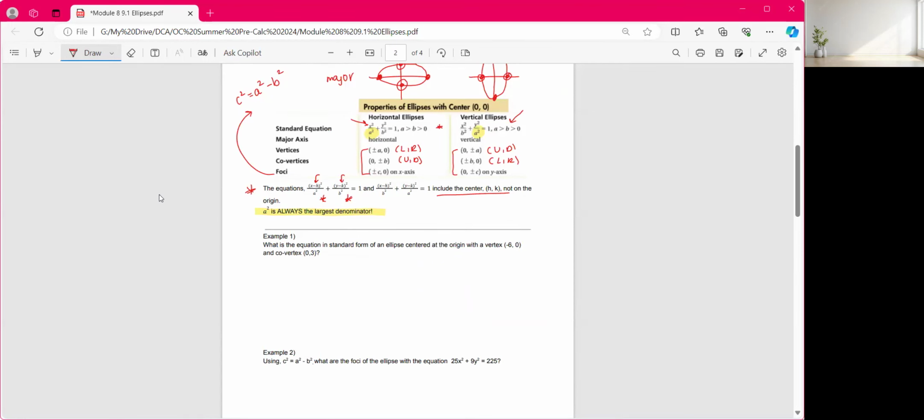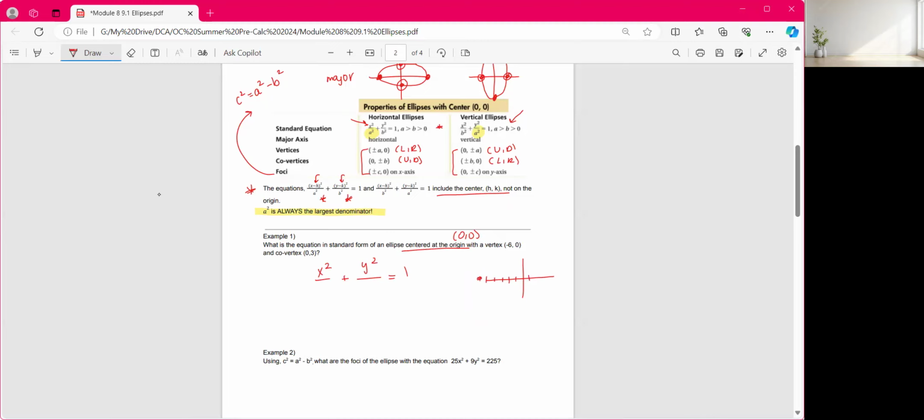So right away, if I know my center is at the origin, I know it's going to just be x squared over something and y squared over something. I don't have an h and k. The h and k is 0, 0. And then I know it has to equal 1. And now when they tell me my vertex is at -6, 0, you can even start to visualize this, and I always like to do a visual here.